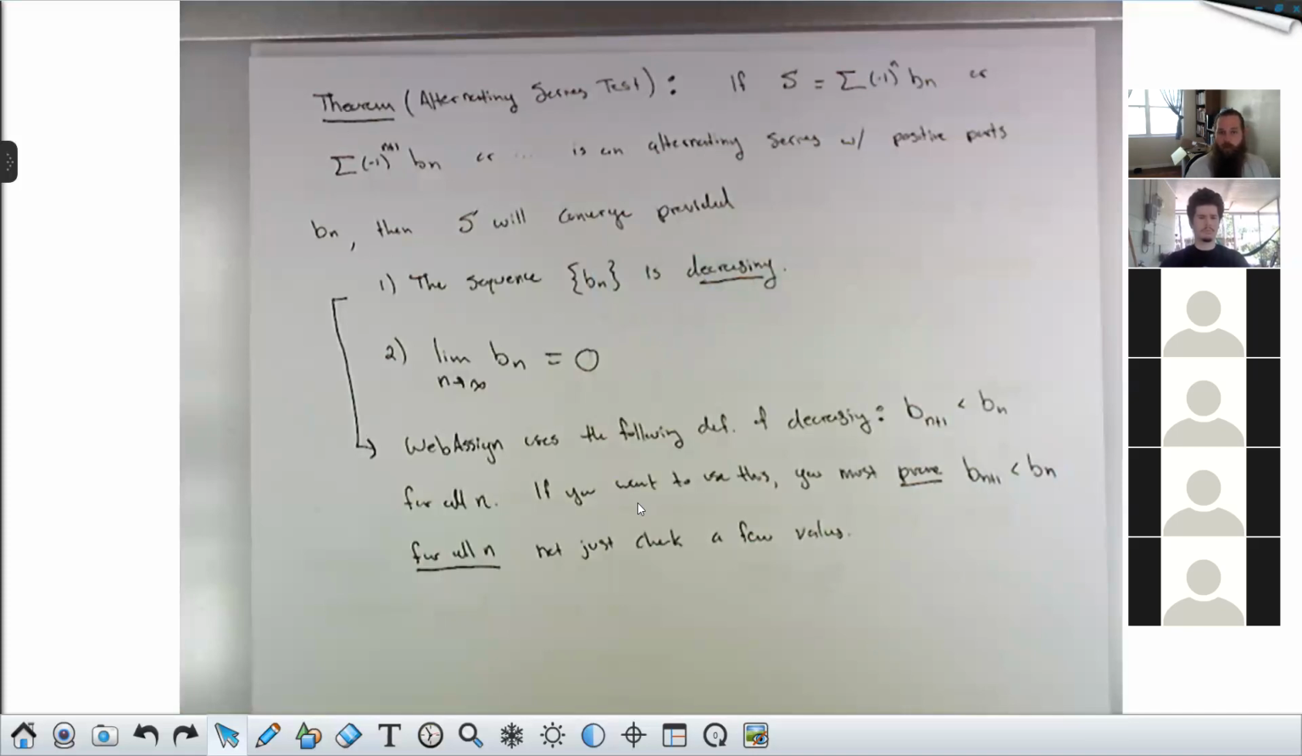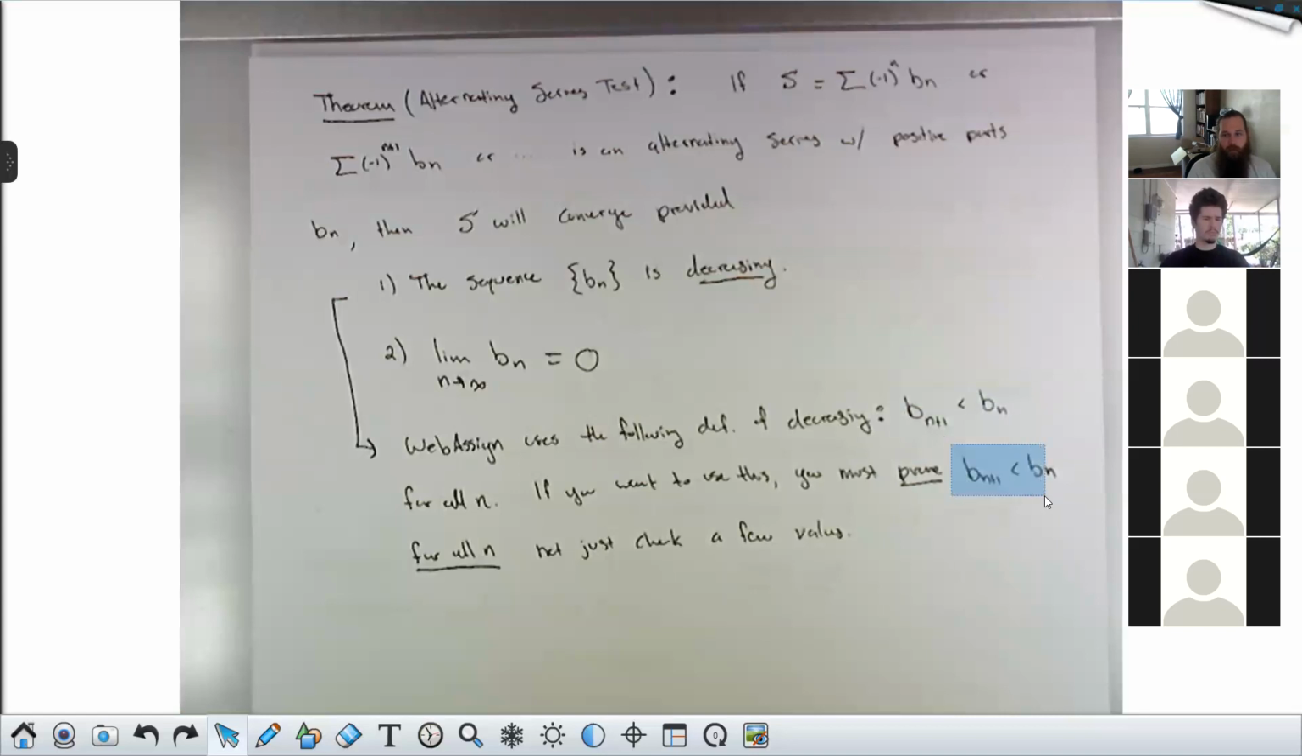I'm telling you the rule for this class. You can't just check that this is true for one or two values of n and call it a day. That's not sufficient. It's entirely possible that a sequence starts off decreasing, but then turns around and does all sorts of crazy things. That's not what we're interested in. As you go through the little help things in WebAssign, it will ask you to verify this inequality for a few values of n and then call it a day. That's not good enough on a test.